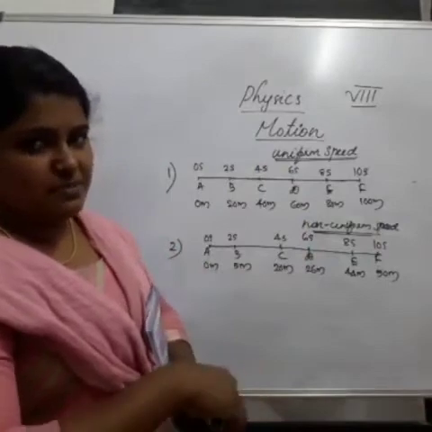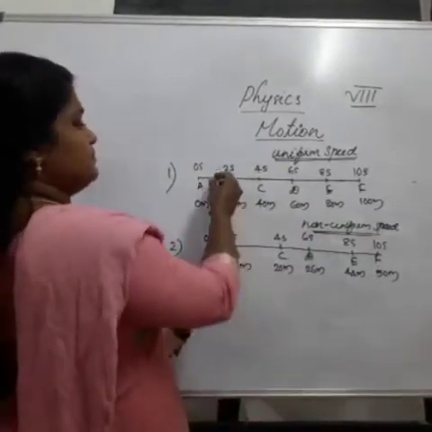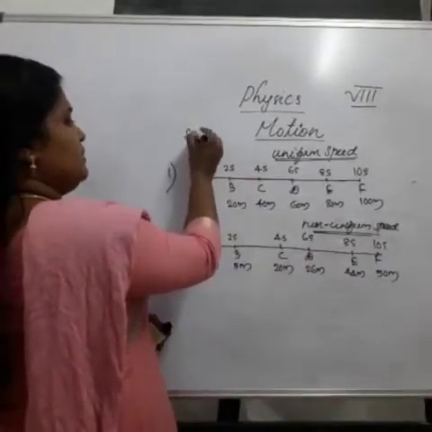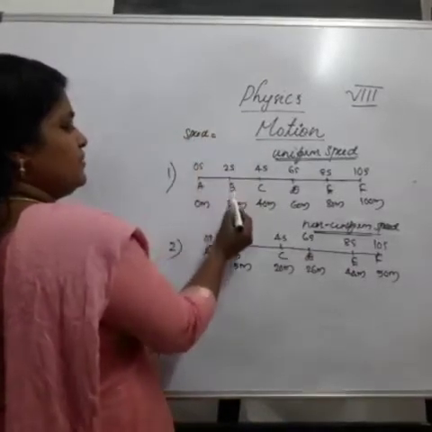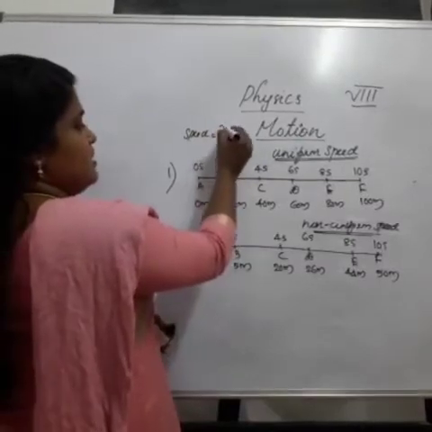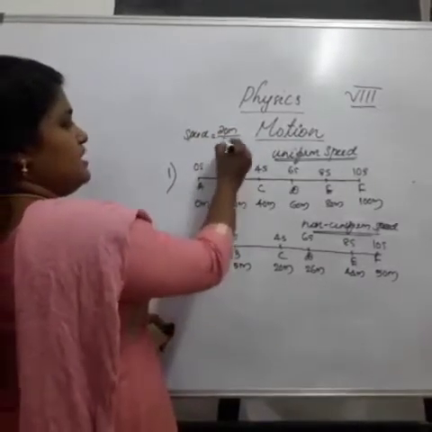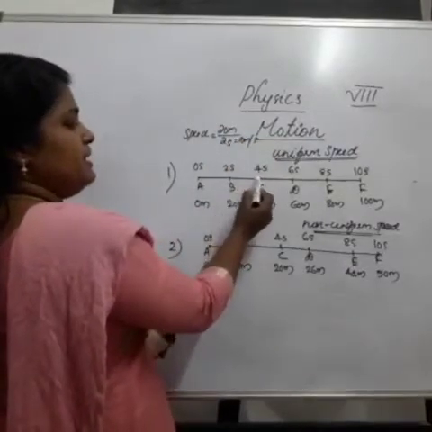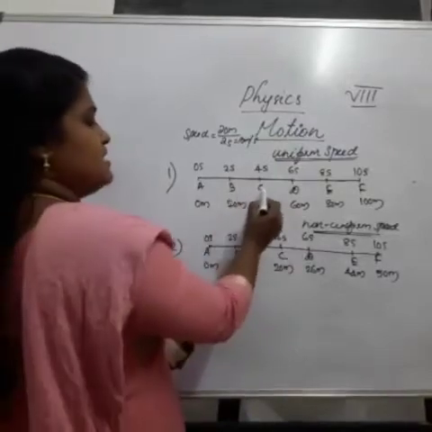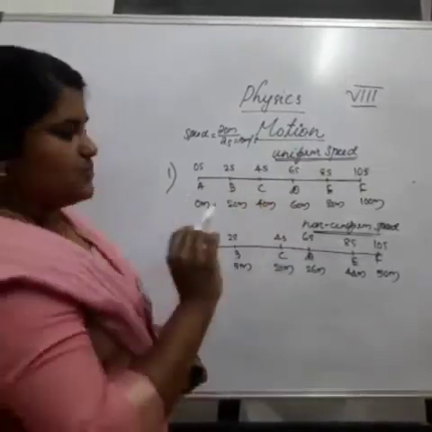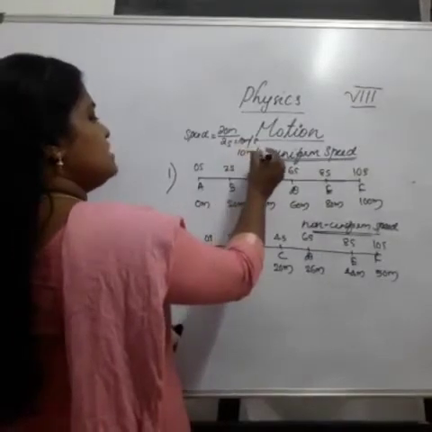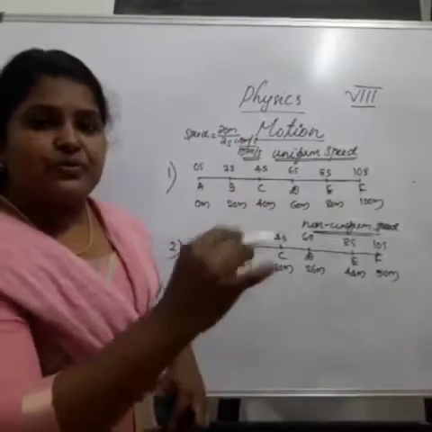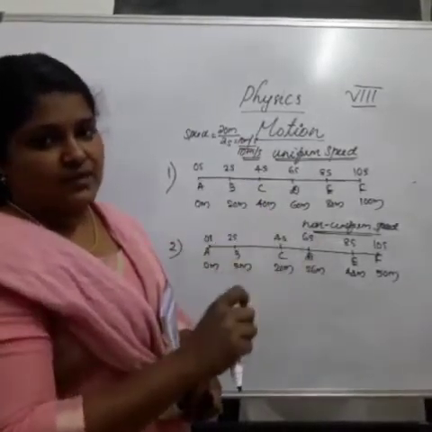If we calculate the speed in the first case, from the point A to the point B, speed is equal to distance covered, which is 20 meter, by the time taken, 2 seconds. It is 10 meter per second. In the next case, from B to C, again it travels a distance of 20 meter. Time taken is 2 seconds. Then again the speed is 10 meter per second. So this body is said to be in uniform speed: equal distance at equal intervals of time.